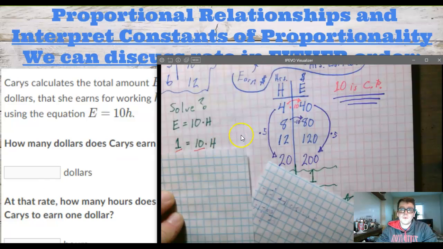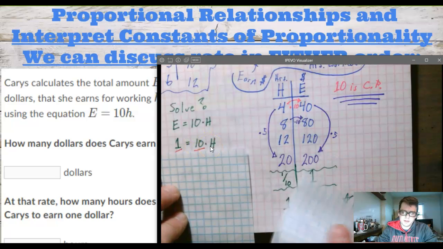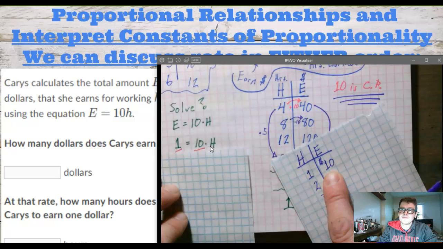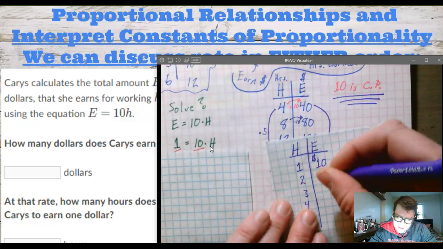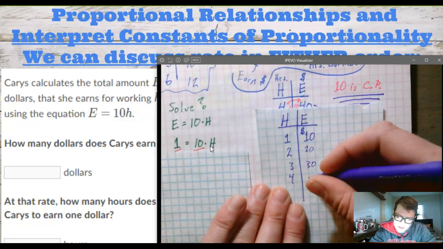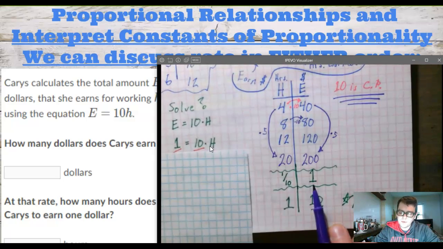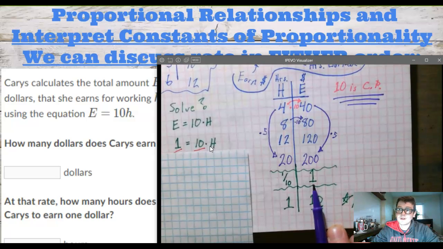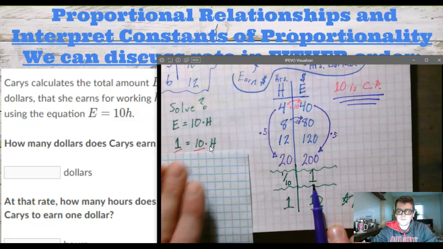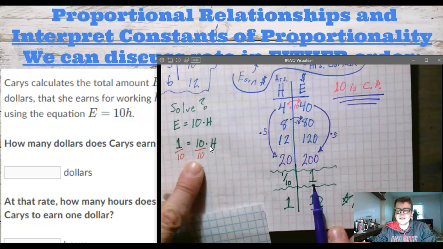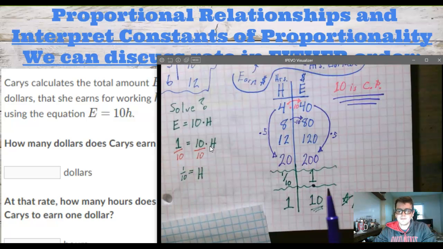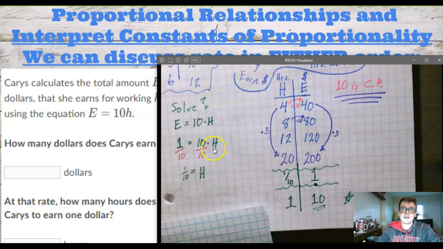But if we plug in 1 for E, that's tougher than plugging in 1 for H. When we plugged in 1 for H, we just got 10. Right? That was easy. Or 2 for H would get 20, 3 for H would get 30, 4 for H would get 40. That's easy. But when we plug in 1 for E, we have to divide on both sides to get the H by itself. So be careful.